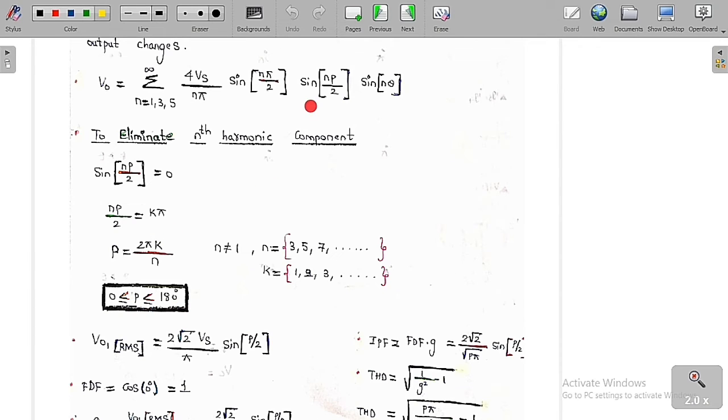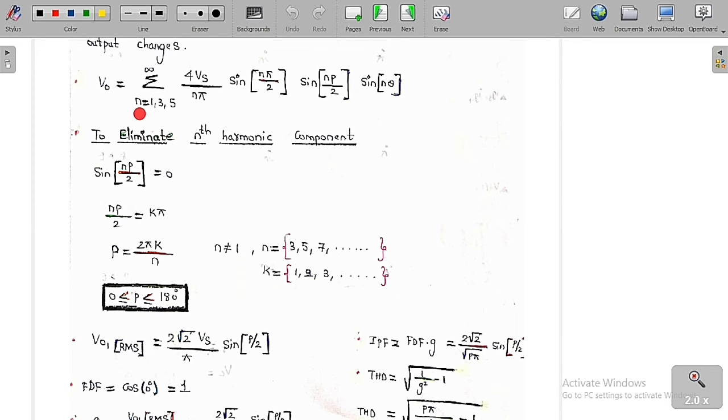Therefore simply sin np by 2 is equal to 0, means np by 2 is equal to k pi, and sin k pi is equal to 0. Therefore p is equal to 2 pi k by n. So n cannot be equal to 1, means n can be 3, 5, 7 and so on, and k can be 1, 2, 3 up to infinity. So p is going to lie only between 0 to 180 degrees, and 180 degrees is the maximum value. With the help of this equation, if you go for this amount of pulse width, then you are going to remove that nth harmonic from the overall output voltage.